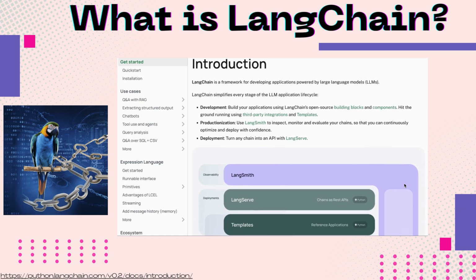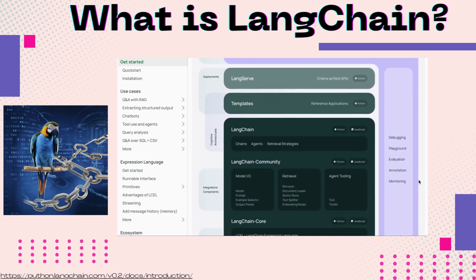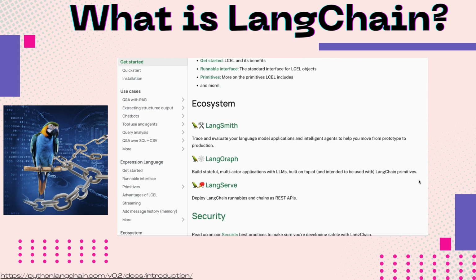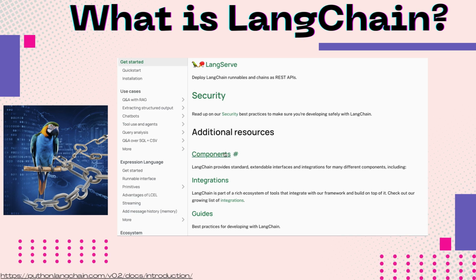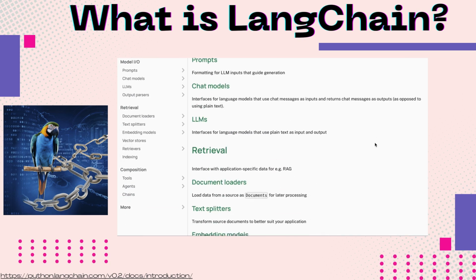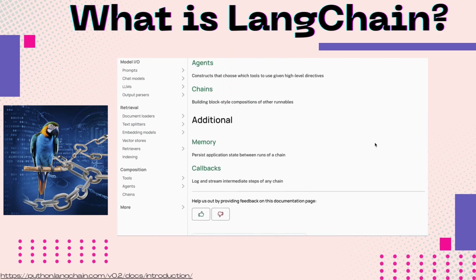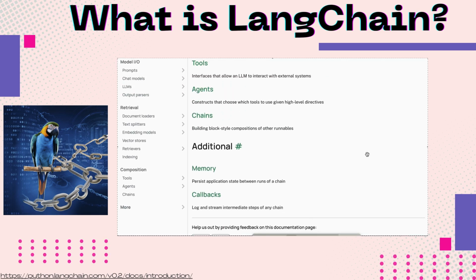LangChain was founded in October 2022 by Harrison Chase while working at the machine learning startup called Robust Intelligence. The primary reason for its creation was to address the growing complexity of building applications with large language models, or in short, LLMs.